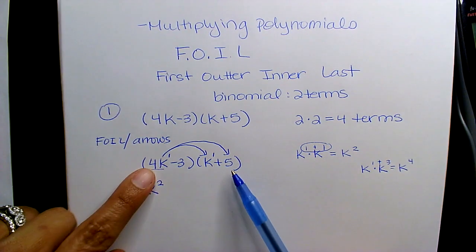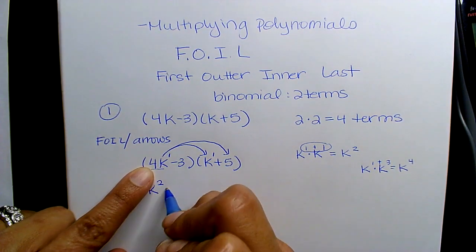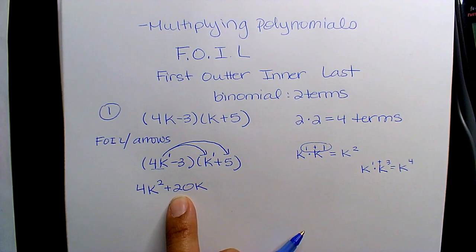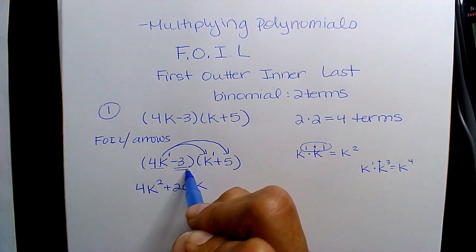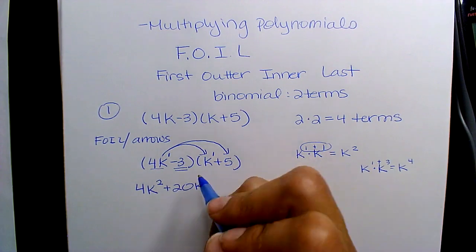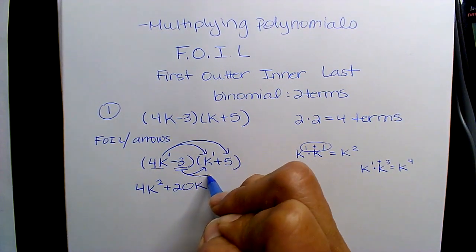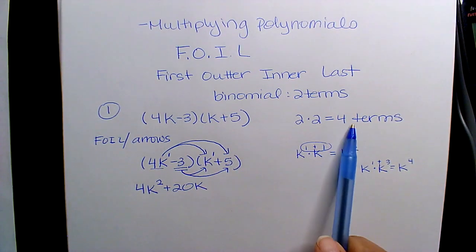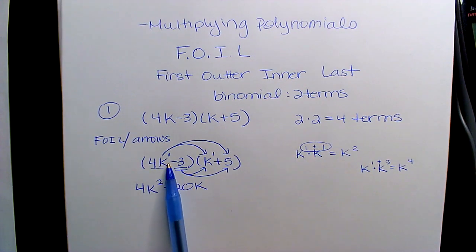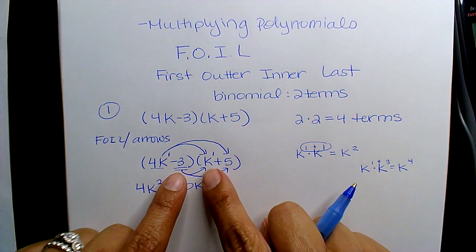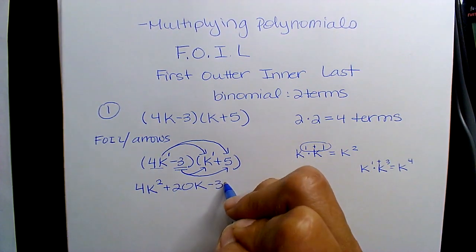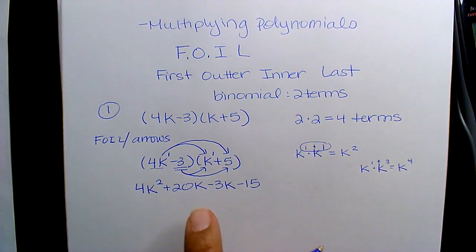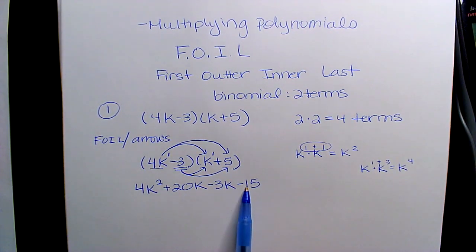All right, what is 4k times 5? 20k. Okay, so there's my 2 terms. So now you're going to grab the -3, the second term in the first binomial, and you're going to multiply it. You're going to distribute it into the second binomial into both terms. So that's where your 4 terms comes from, because you have to repetitively multiply. So what's -3 times k? -3k. What's -3 times 5? -15. Okay, and so there's my 1, 2, 3, 4 terms.